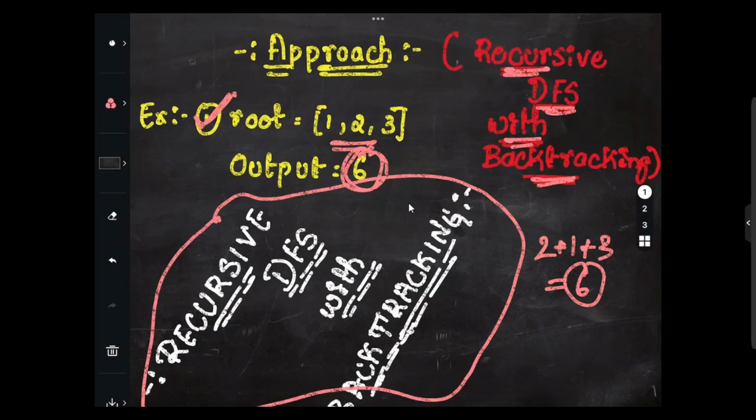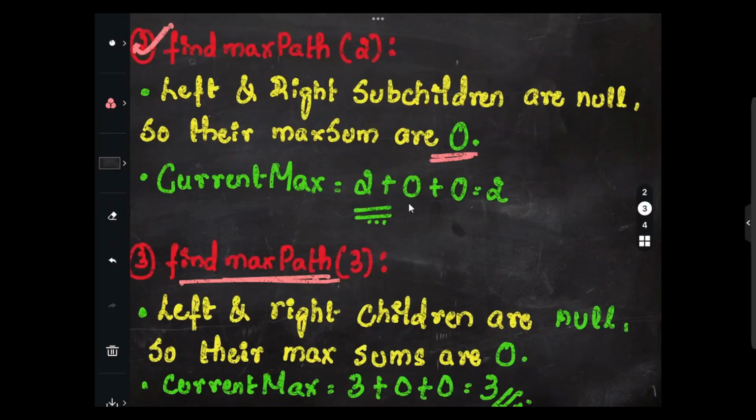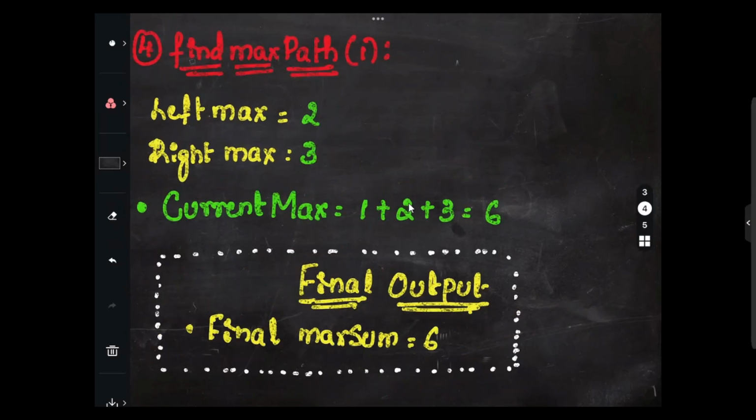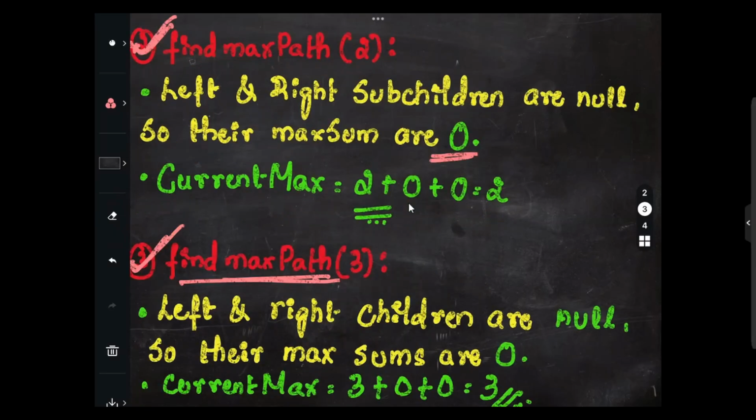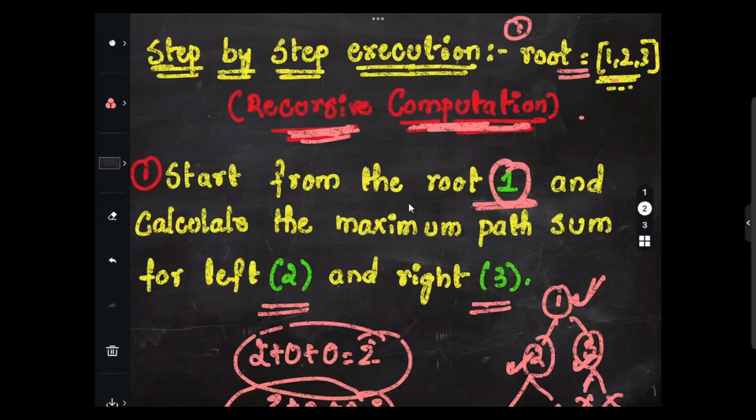So another path we got here is 3. For the first path we got 2. For the second path we got 3, and the final step is to find the max path of 1. For 1 also we have to find the max path here, right? First we found that this one has left and right subtrees. We are finding this path basically. Both are null, so this one will be 2, and this one will be 3.